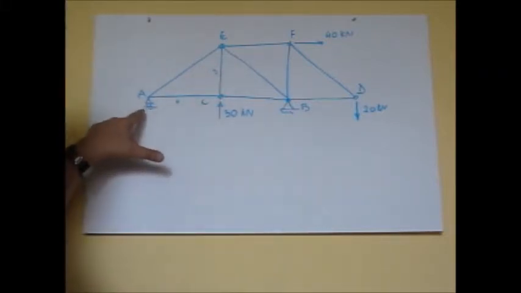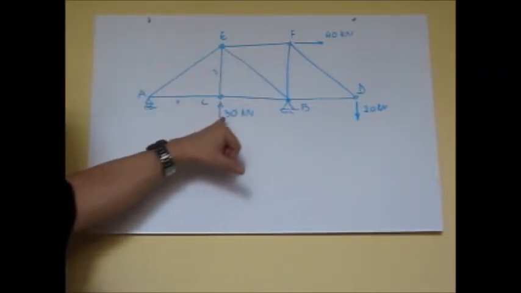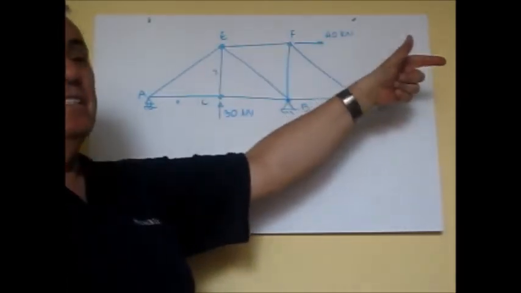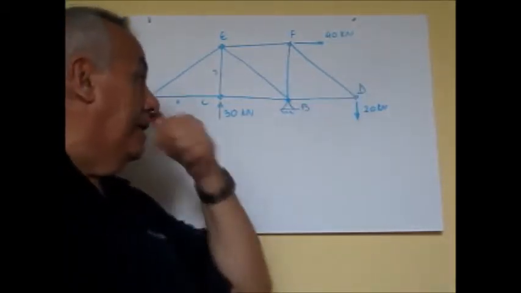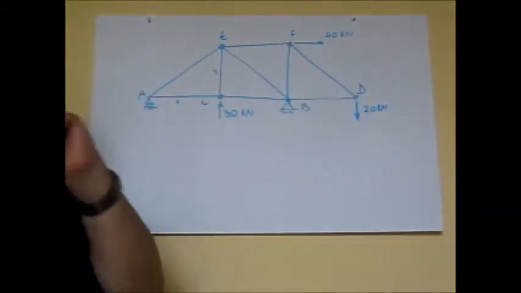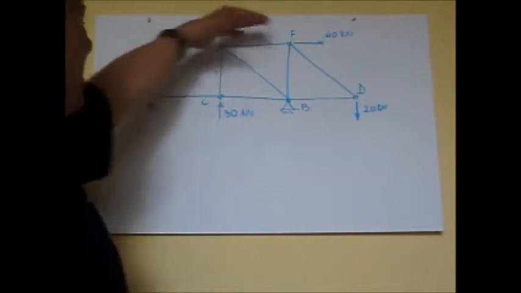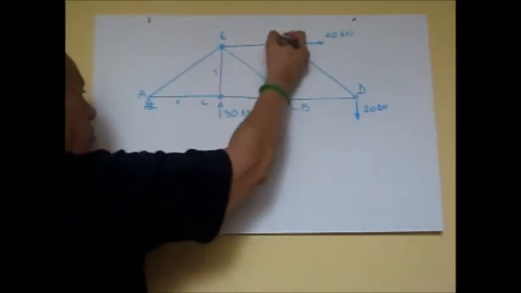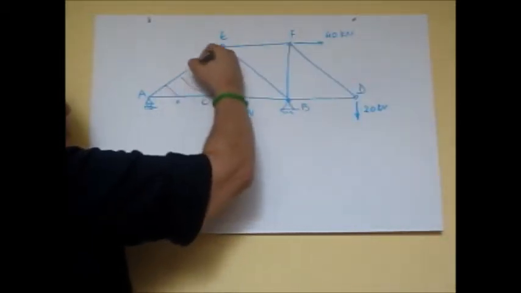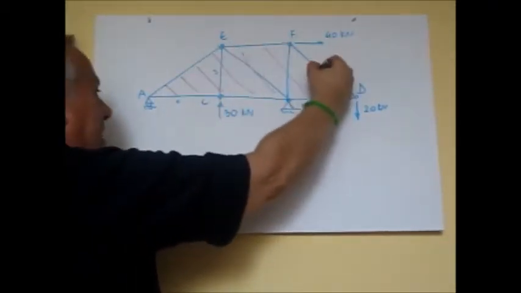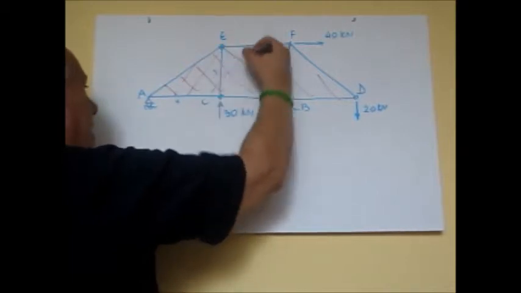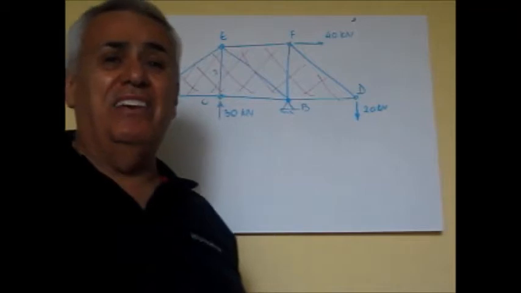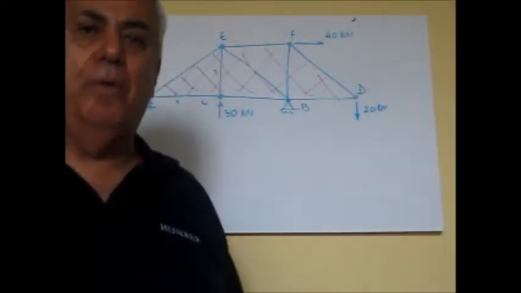You see, I have a support A and B, and I have these three forces: 30 going up at C, 40 going in this direction at F, and at D, 20 going down. When you find the reaction, you consider this as a whole body. You understand what I mean? So consider it as a full body, forget about what is inside. There are beams inside, because we're finding first the reaction at the external supports.